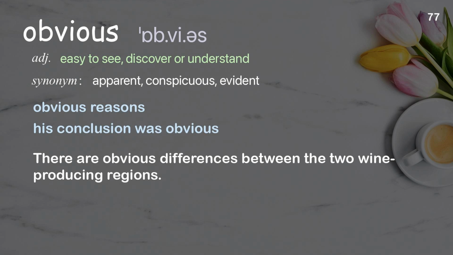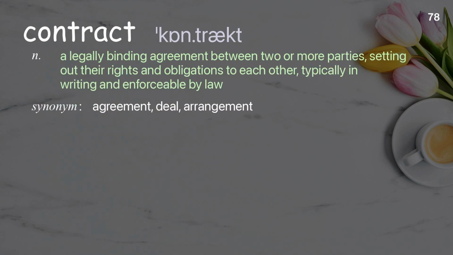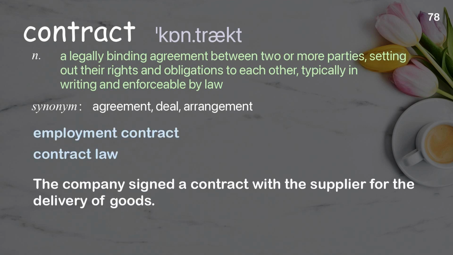Contract. A legally binding agreement between two or more parties, setting out their rights and obligations to each other, typically in writing and enforceable by law. Examples: Employment contract, contract law. The company signed a contract with the supplier for the delivery of goods.